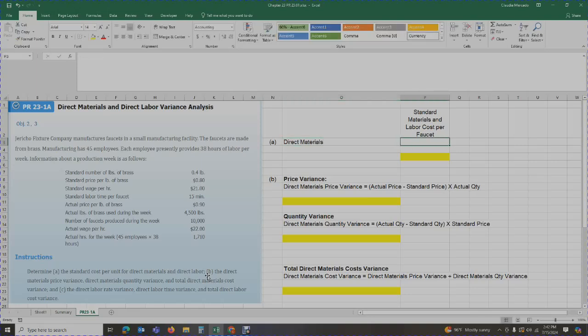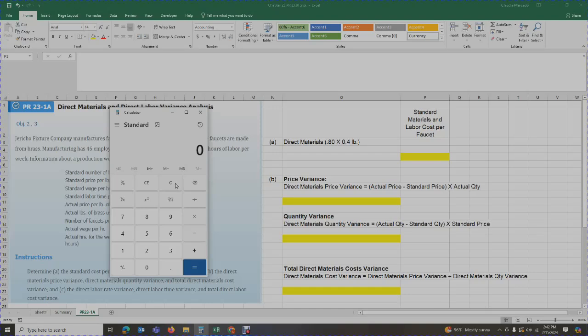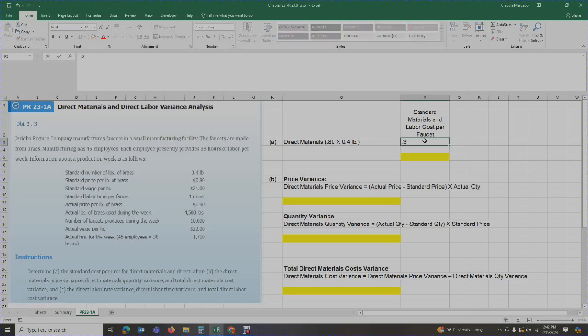Direct materials. For direct materials, the problem says that the standard price per pound is 80 cents. So we spend 80 cents per pound of brass, and each faucet uses 0.4 pounds of brass. So if we multiply the cost times the quantity of brass that we need to manufacture each faucet, we're going to get 80 cents times 0.4. That's going to give me 32 cents in material. So every faucet is going to use 32 cents of brass to manufacture the faucet.